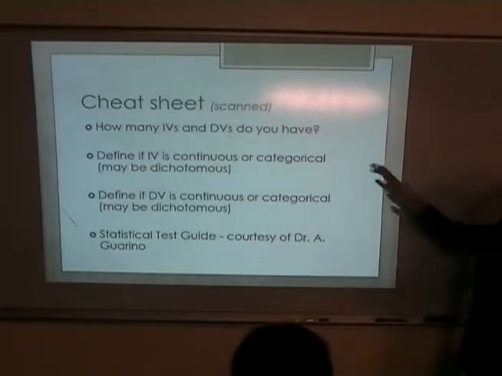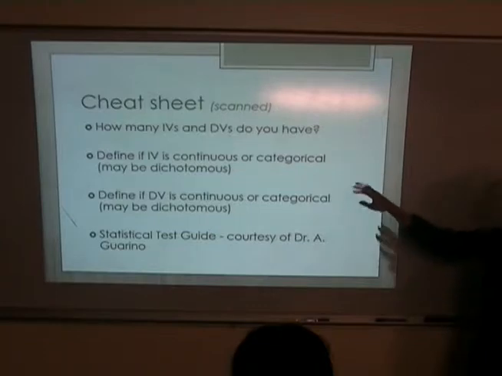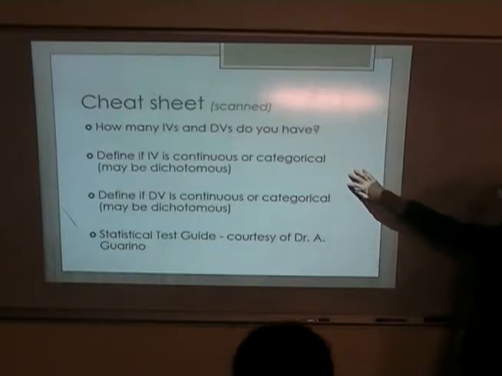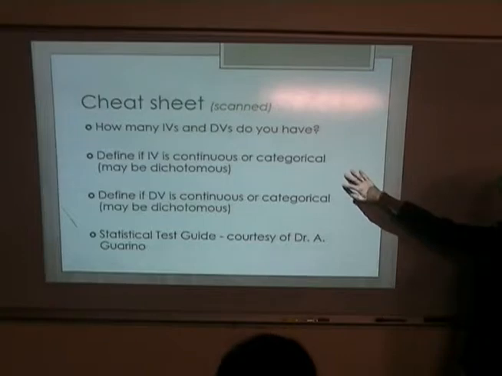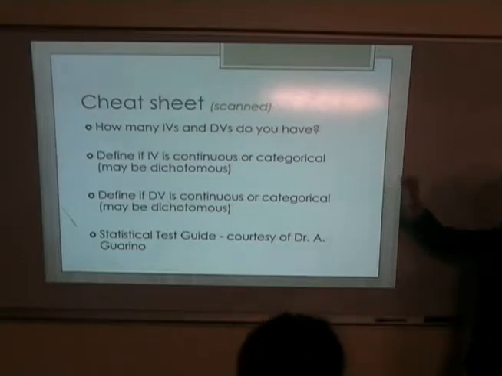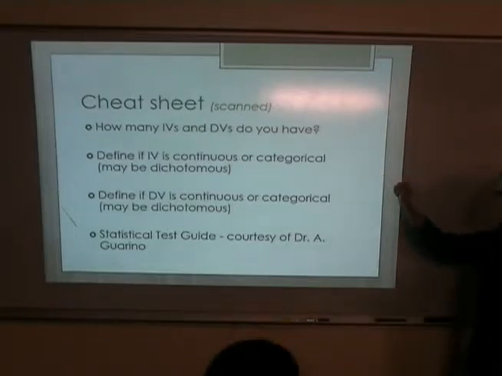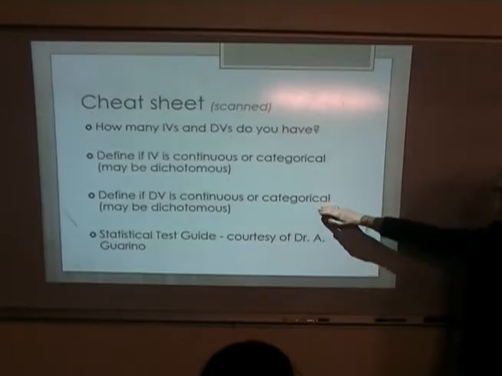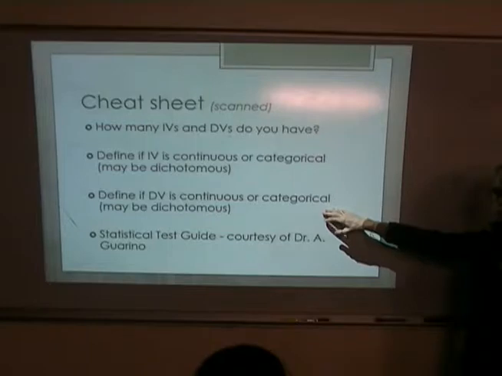So, brief reminder, because it was a couple of weeks ago, IV is an independent variable. The independent variable is the thing that I am manipulating in the study. The DV is the dependent variable, that's the variable of interest. Okay?